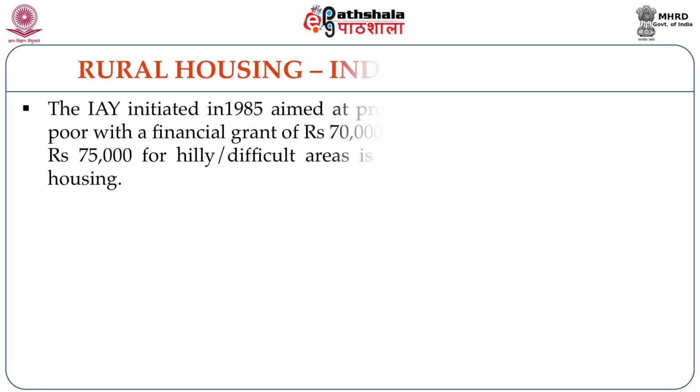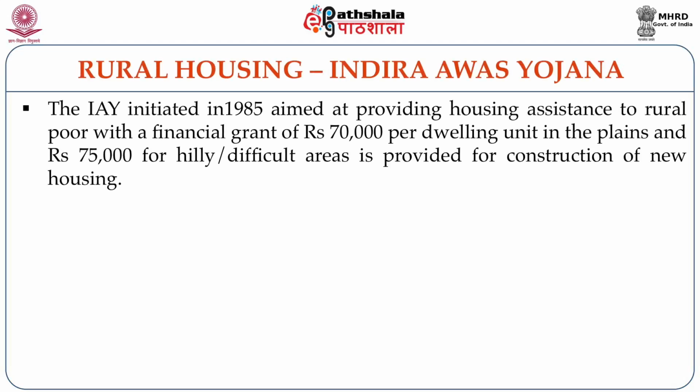When we look at the rural housing situation, one scheme that comes to mind, and it's the oldest scheme in housing in India, is the Indira Awas Yojana, IAY. Initiated in 1985, it aimed at providing housing assistance to the rural poor with a financial grant of Rs 70,000 per dwelling unit in the plains and Rs 75,000 for hilly difficult areas. Rural poor are encouraged to construct new housing and improved housing using this grant that is given to them from the government.